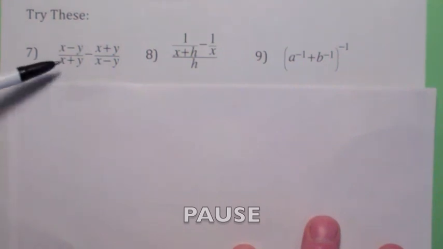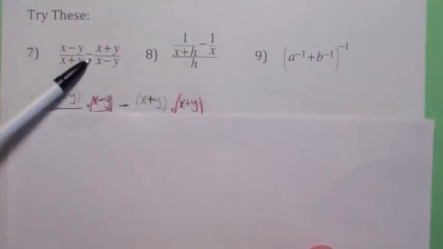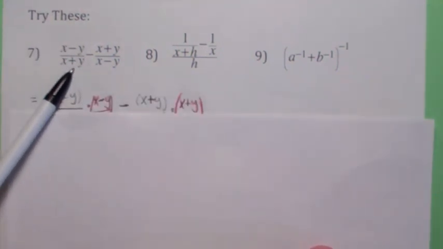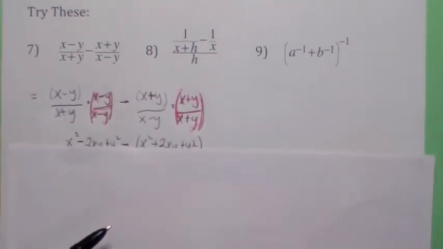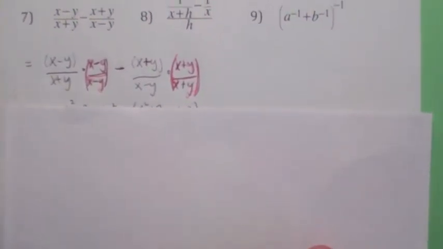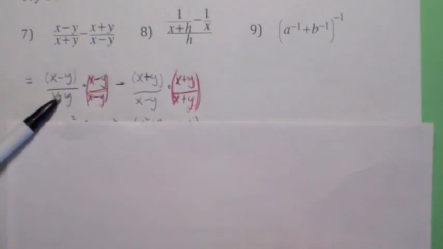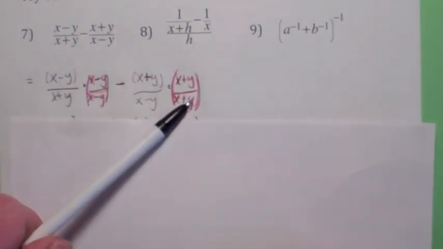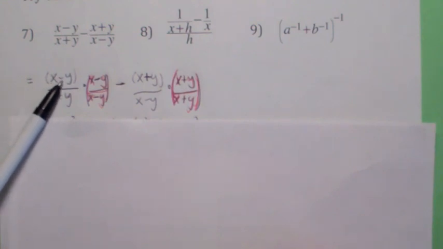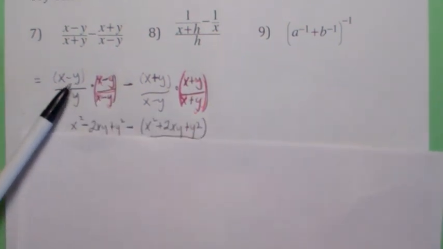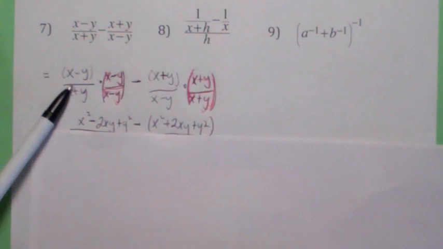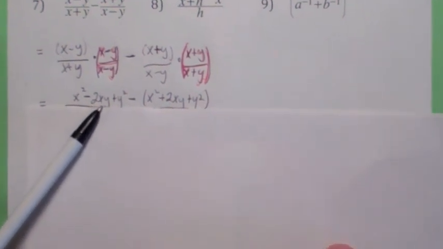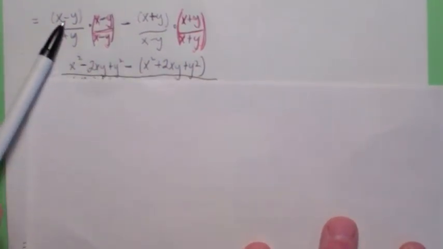Okay, and the first one is a subtraction problem, right? So you're going to have the LCD. Isn't the LCD going to be x plus y times x minus y? So what you're going to do here is you're going to multiply the first one on top and bottom by x minus y, the second one on top and bottom by x plus y. Now be careful. What do you get when you multiply x minus y times x minus y? On the numerator there you get x squared minus 2xy plus y squared.